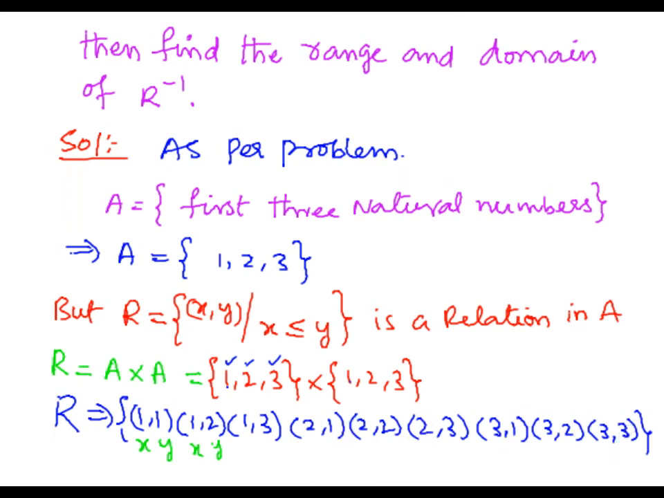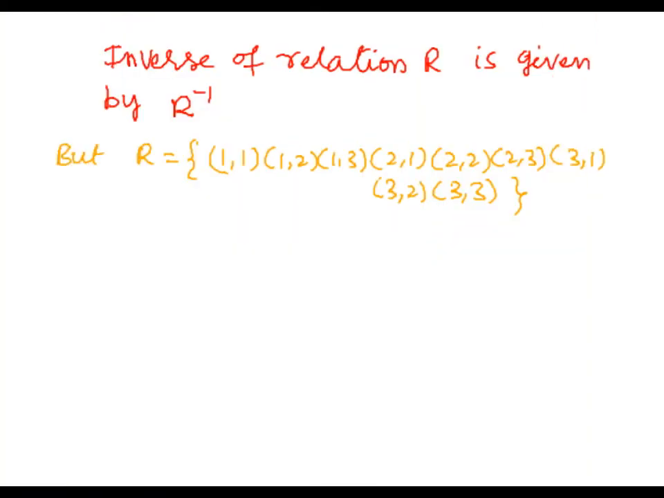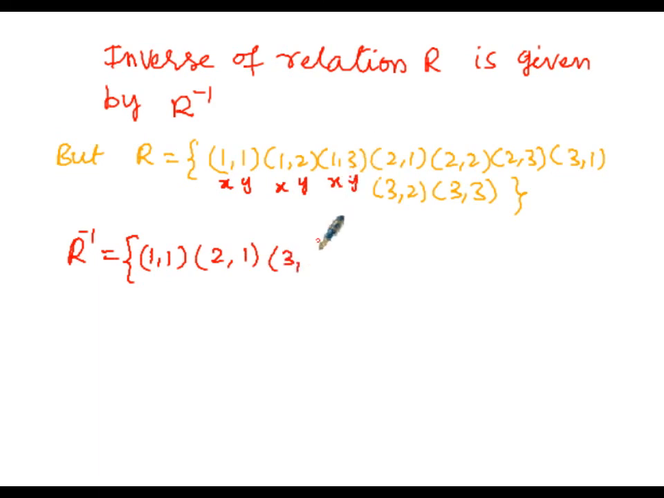Now from this we are going to find the inverse relation. R inverse will be given by interchanging the x and y coordinates of each ordered pair: (1, 1) as (1, 1) itself. The next ordered pair is (1, 2), where the x coordinate is 1 and the y coordinate is 2. When we interchange, we get 2 in the first place and 1 in the second place, so 2 becomes the x coordinate and 1 becomes the y coordinate. Then for (1, 3), the x coordinate will now be 3 and the y coordinate will be 1.